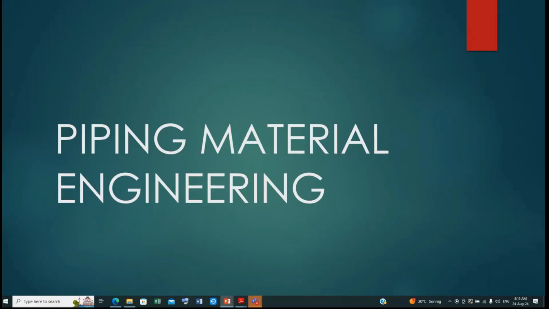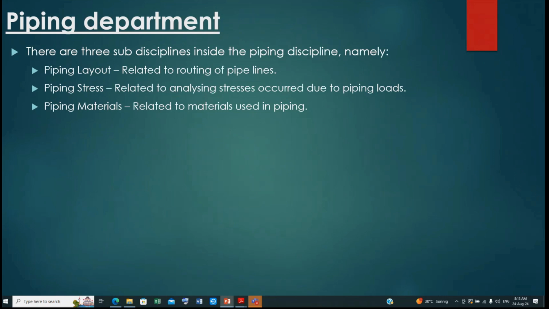Today we will see one aspect of piping, that is, piping material engineering. In a piping department there are three subgroups. One is piping layout, which is responsible for the routing of the pipeline. Generally this is done through software, sometimes E3D or SP3D, depending on the company and the client.